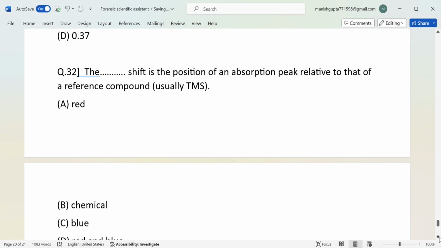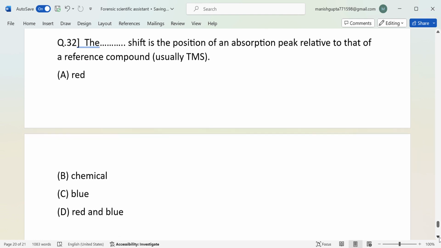Question number 32. The dash shift is the position of an absorption peak relative to that of the reference compound, usually TMS. What is the correct answer? Option A is red, option B chemical, option C is blue, option D red and blue. The chemical shift is the correct answer.